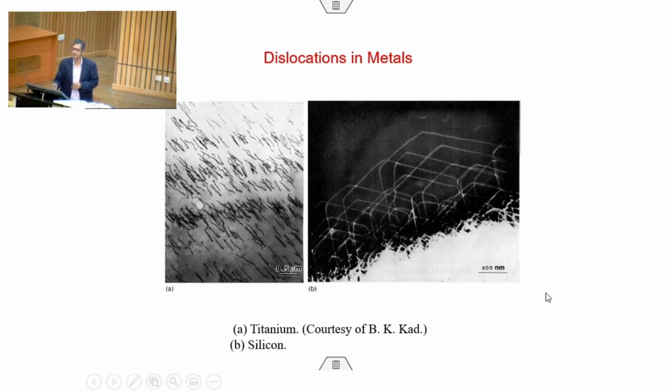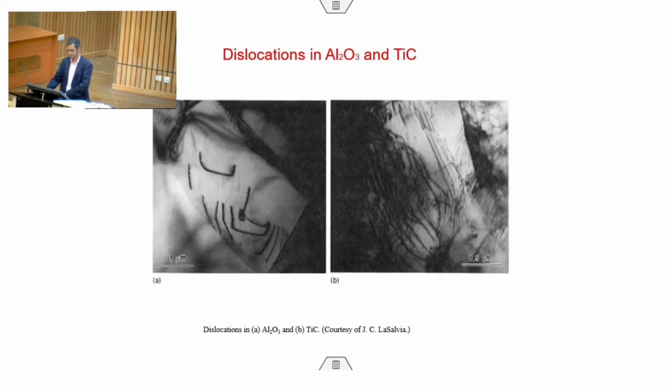You can see a dislocation looks like a line. These are the dislocations in titanium, and I am taking some pictures from such sources. And this is in silicon. Silicon dislocations are more straight, but in a metal like titanium, dislocations are curvy. This is because of the nature of the material. Like in silicon, the bonding is different from titanium, and that is why this behavior is different. Well, you can also see some dislocations in ceramics, like in aluminum oxide or in titanium carbide.